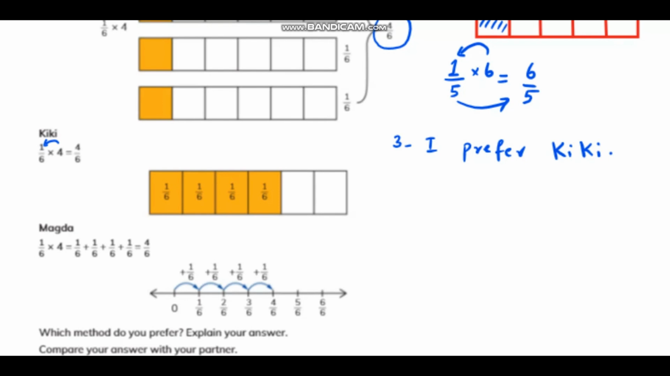I prefer Kiki. Why? Because it is the simplest method. Okay, I hope you understood this page, this concept, the concept of multiplying with a fraction. This is very easy, and if you still have any question, you can ask me whenever you want in the comment box. Okay, no problem.